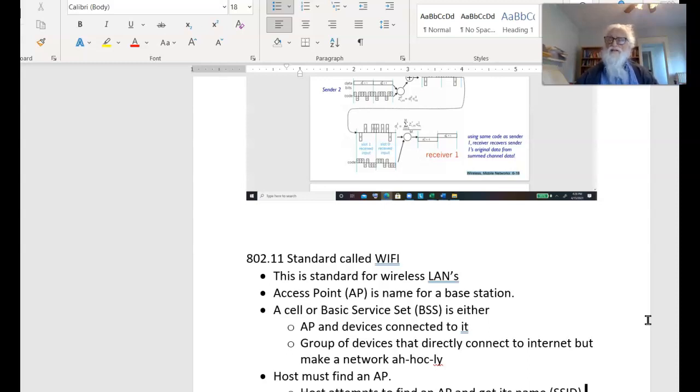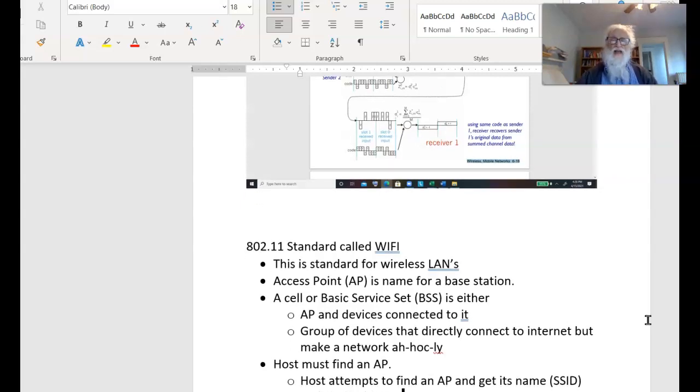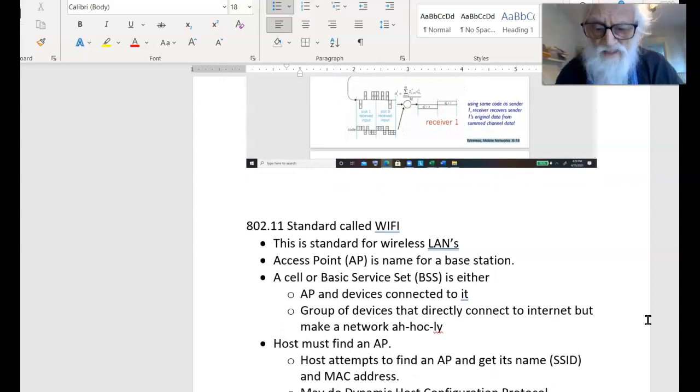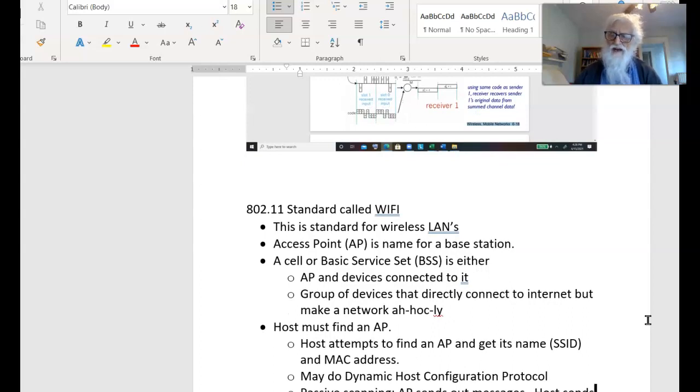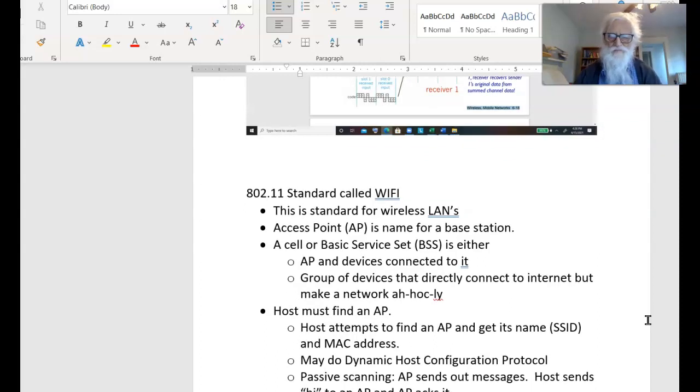So we have Wi-Fi. You've seen this. If you click the icon on the bottom to look for Wi-Fi, you'll get a list of different Wi-Fi networks that are available. The host attempts to find an IP and get its name and its MAC address. It does Dynamic Host Configuration Protocol, of course called DHCP.